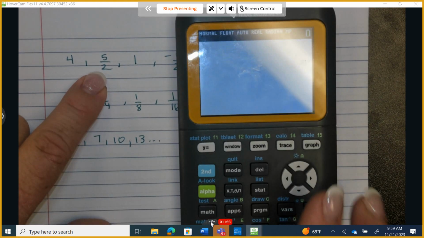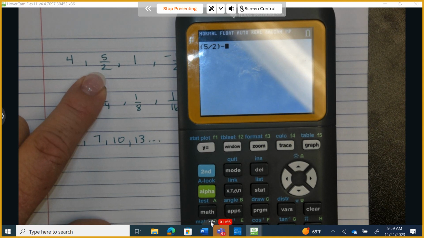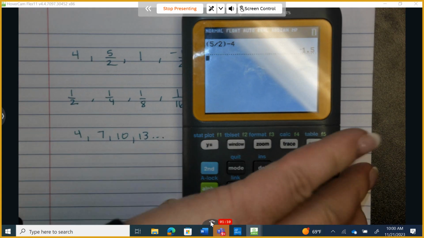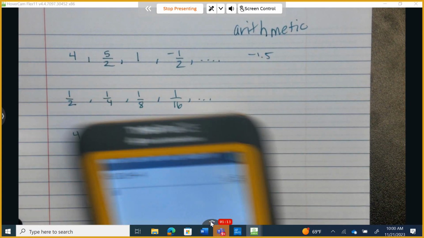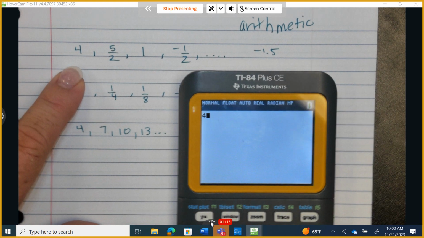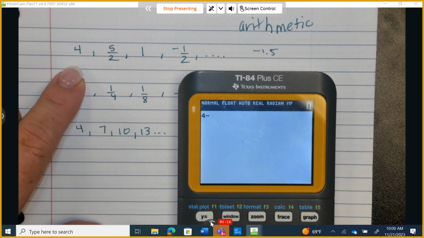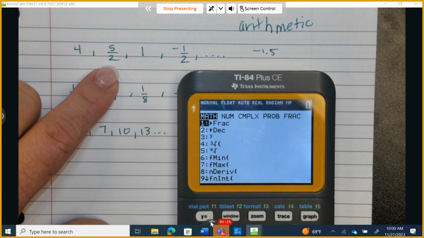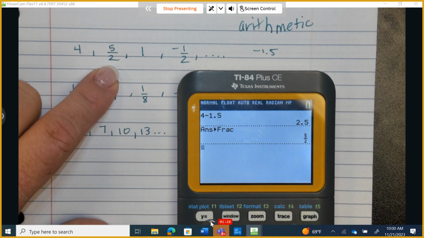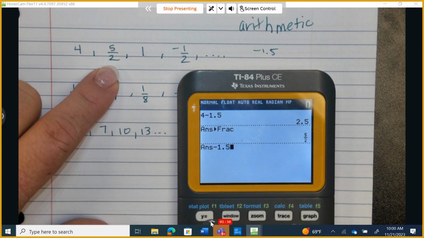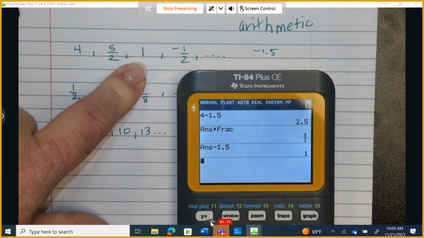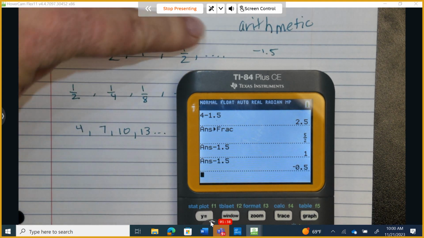So let's try up here. We're going to take the second value, which is 5 halves, and subtract the first value. I believe I'm going down by negative 1.5. So this is my first guess, negative 1.5. I'm going to come back here, type in 4, and subtract 1.5. I need to turn this into a fraction, so let's hit math, fraction, enter, enter. Now we're going to subtract 1.5 again. After I do the same thing twice, it memorizes the pattern. I should be able just to hit enter, and we can see we have this number again.